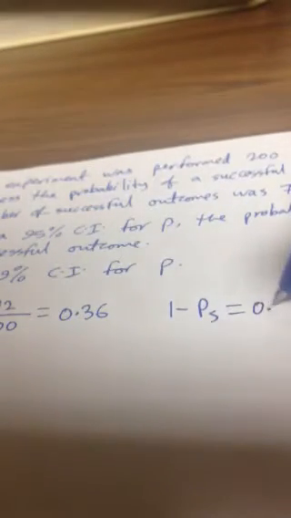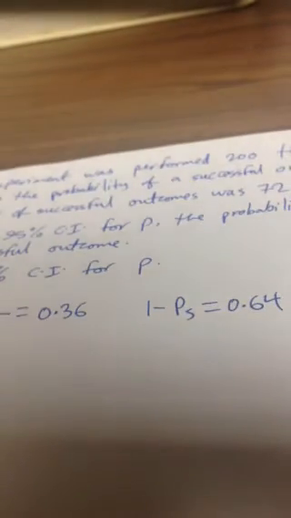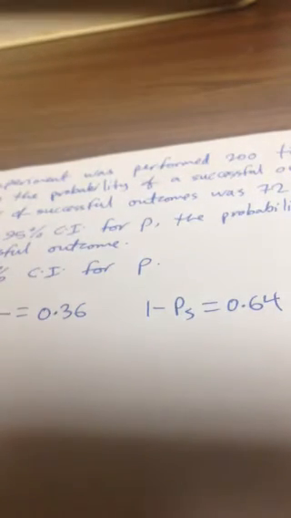Therefore, the sample proportion of the number of failures, that's 1 minus P sub S, will be 1 minus 0.36, and that will be 0.64. So each trial can either be a success with a probability of 0.36 or a failure with a probability of 0.64.